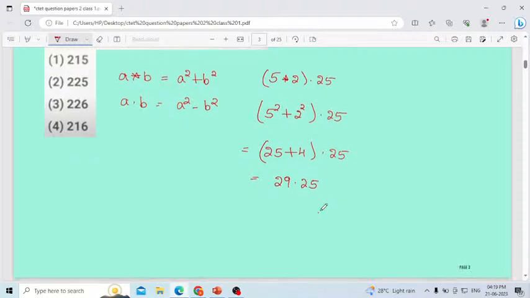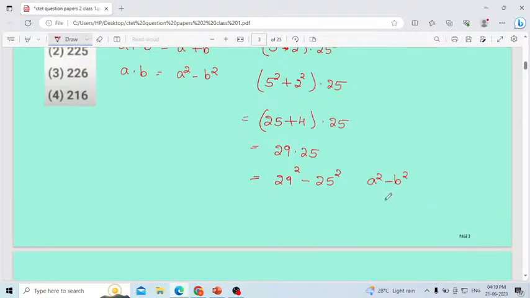Again they have given what is meant by dot: a dot b is a square minus b square. Here a is 29, b is 25. Then 29 square minus 25 square. This is in the form of a square minus b square. You know the formula: a square minus b square is equal to a plus b into a minus b. Apply here, you will get 29 plus 25, 29 minus 25.